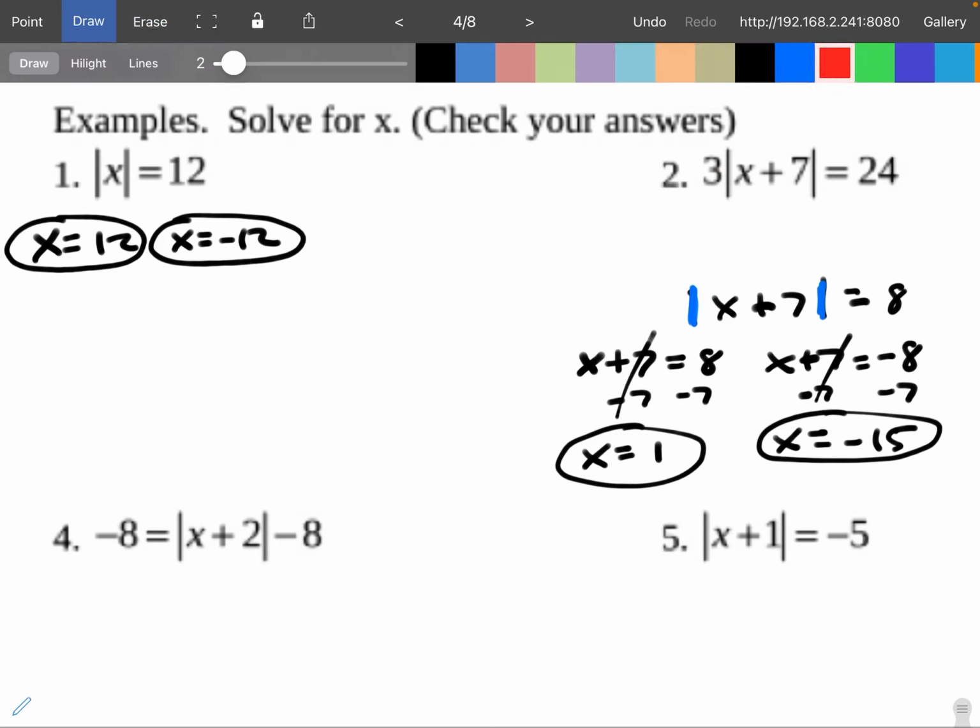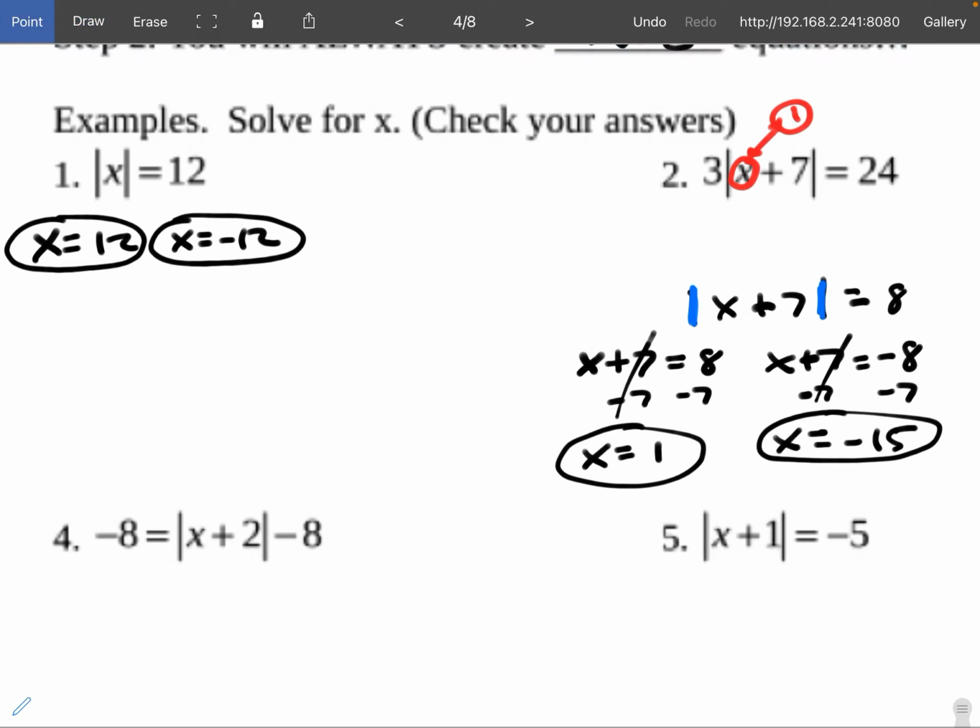So, in the original equation, what we're going to do is plug in, for this x right here, the 1 first. So what's 1 plus 7? 8. What's the absolute value of 8? 8. And then 8 times 3? 24. So you can see that checks.